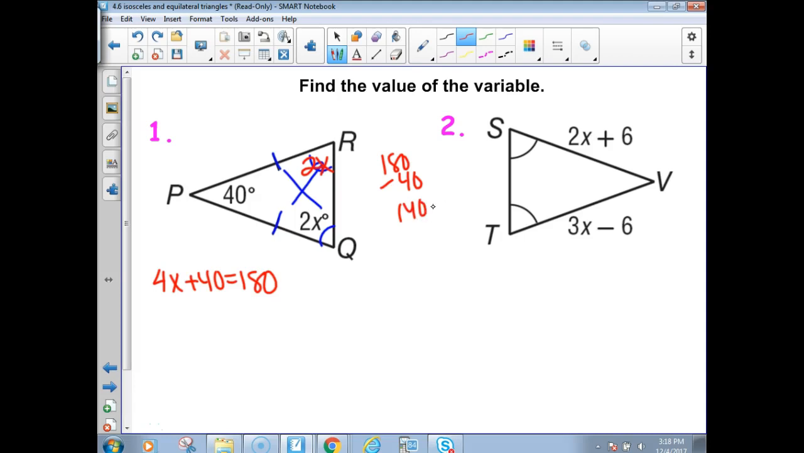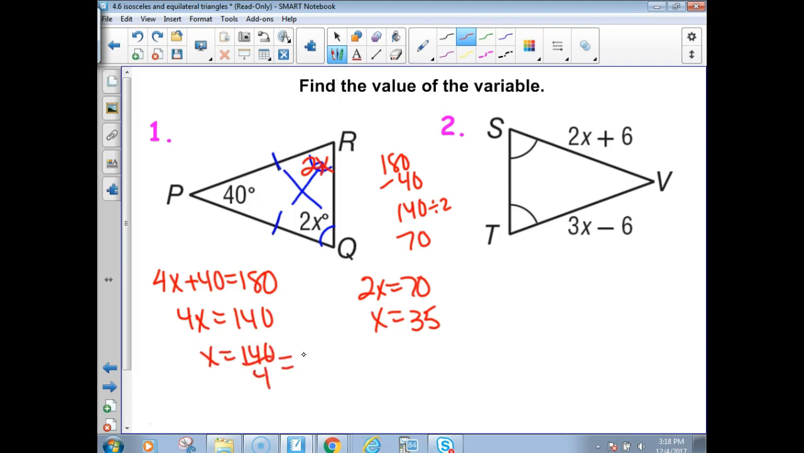And you need to know that they need to be 70. So then you could just say 2x equals 70, and you'd divide by 2 and get 35. But that's what this does for you as well. Subtract 40, divide by 4. 140 divided by 4 is 35. So I don't care which way you go about it, right? Figure out the angle, the x value.